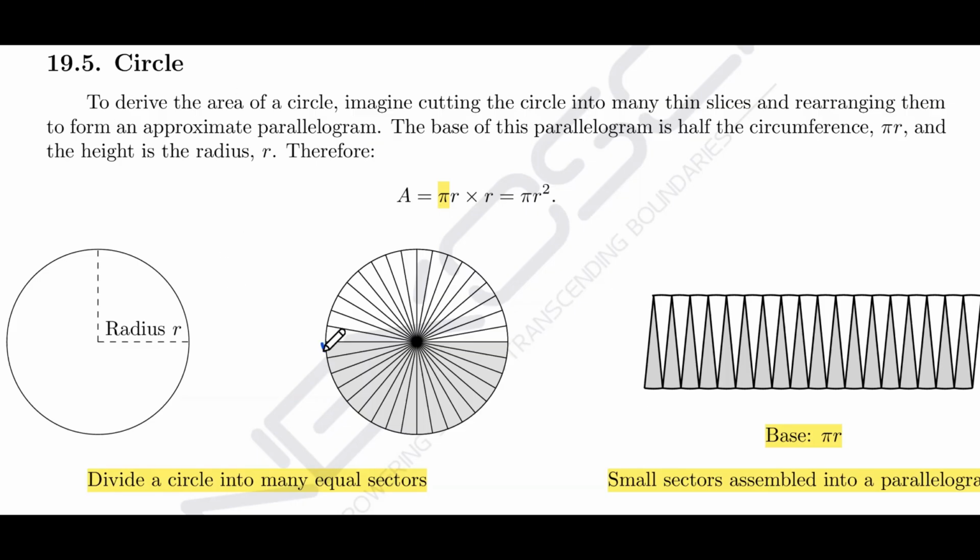The area of a parallelogram is base times height. So, that gives us pi times the radius times the radius, which simplifies to pi times the radius squared. And that is the famous formula for the area of a circle.